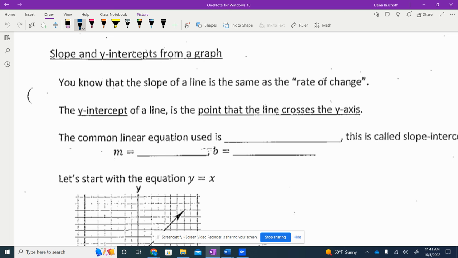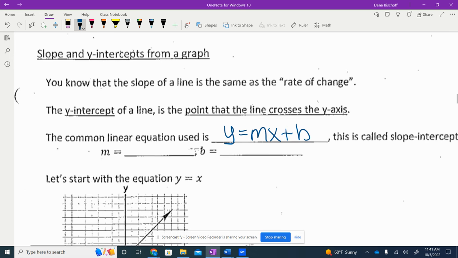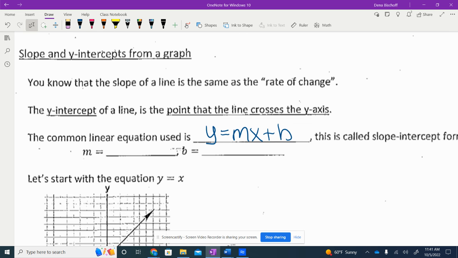So the common linear equation that we use is y equals m times x plus b. I know you guys have seen this before. This is called slope-intercept form, and we call it slope-intercept because m stands for the slope and b stands for the y-intercept.